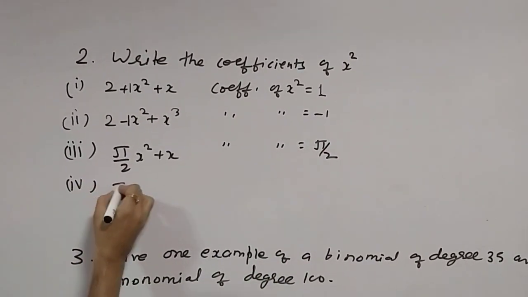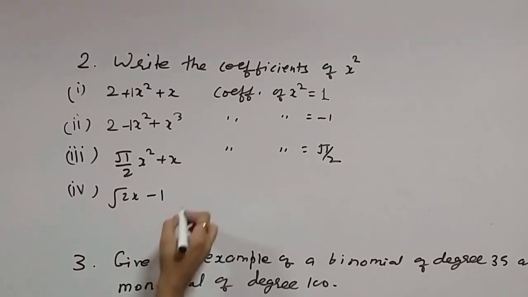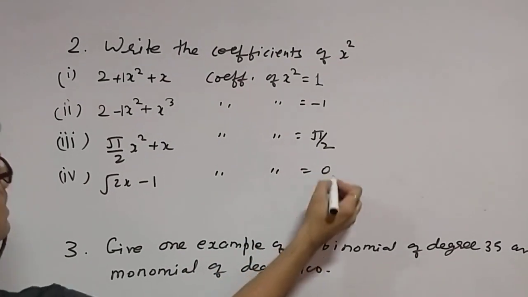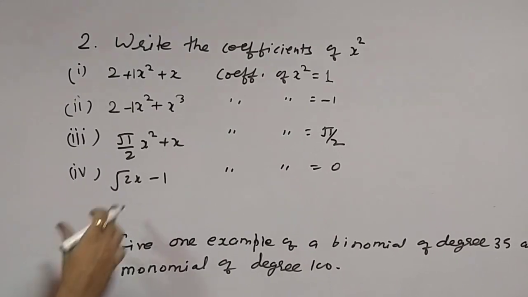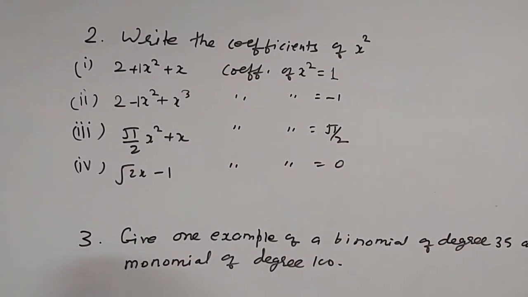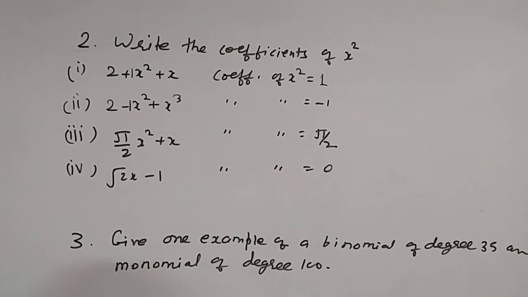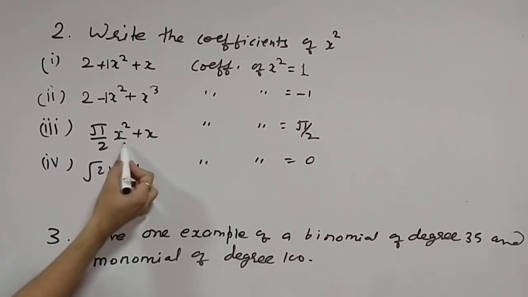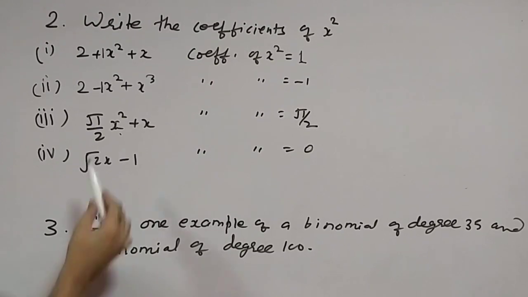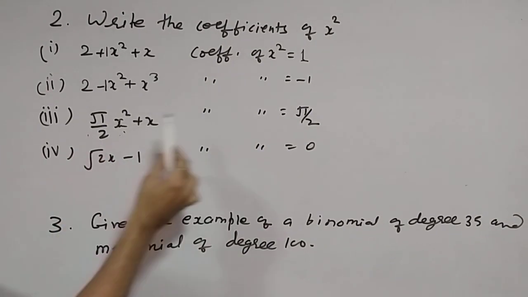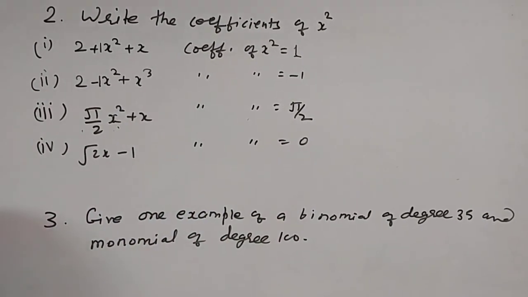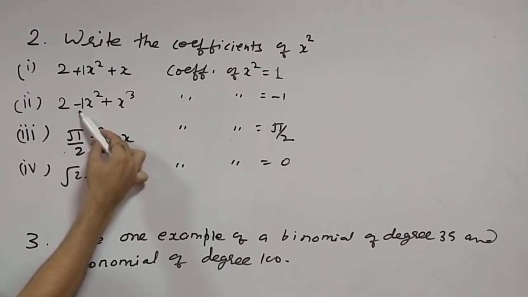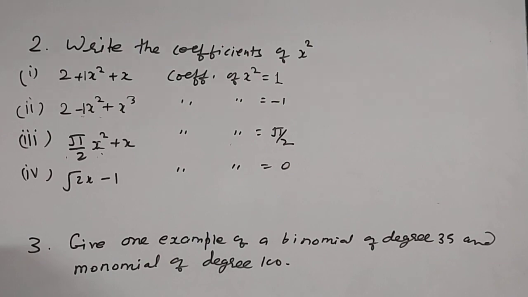Fourth, root 2x minus 1. Here there are no terms of x square, so the coefficient is 0, because the term of x square is not given. The coefficient means you have to write the number which is attached with x square. Here with x square, pi by 2 is there, so the coefficient of x square is pi by 2. Here x square is attached with minus 1, so the coefficient is minus 1.